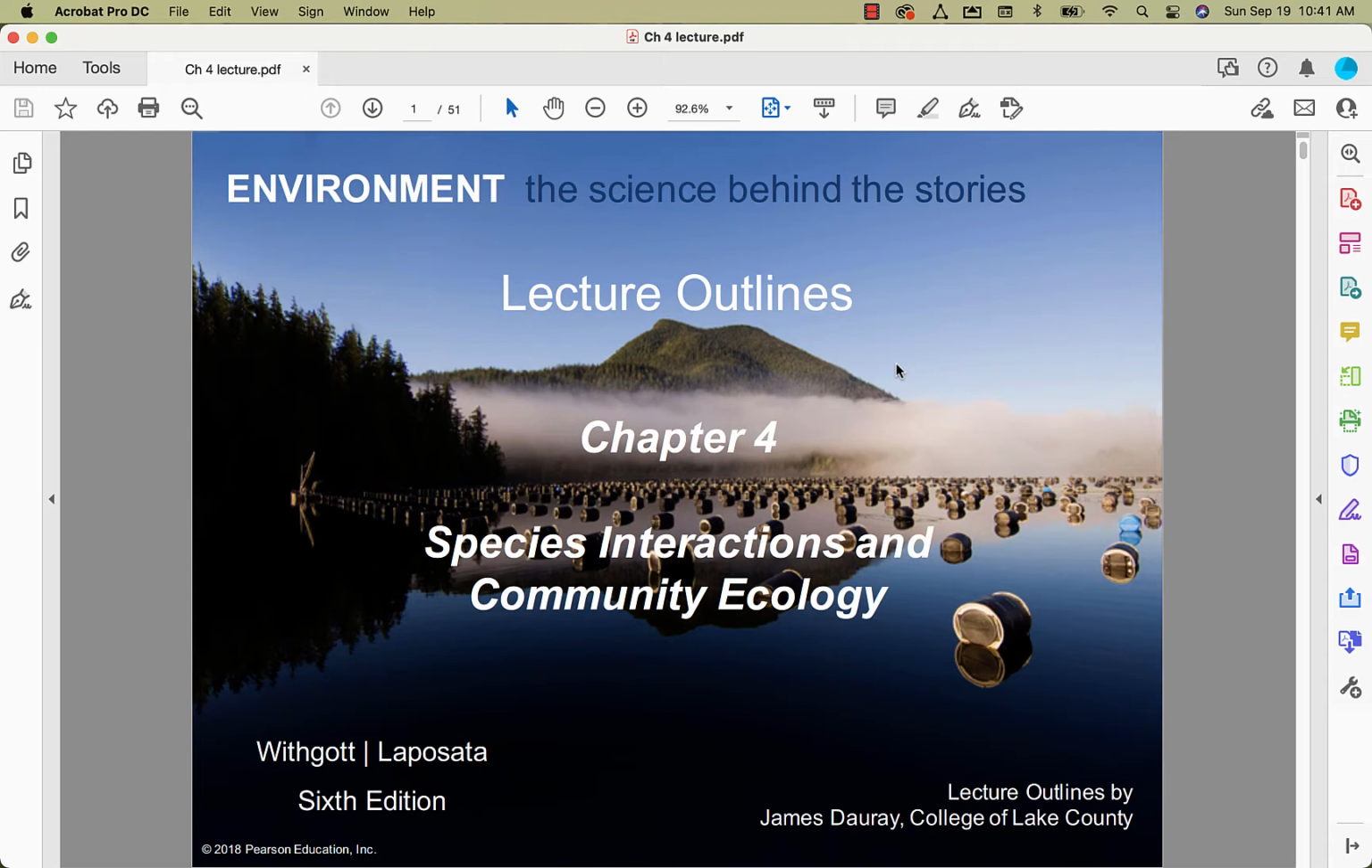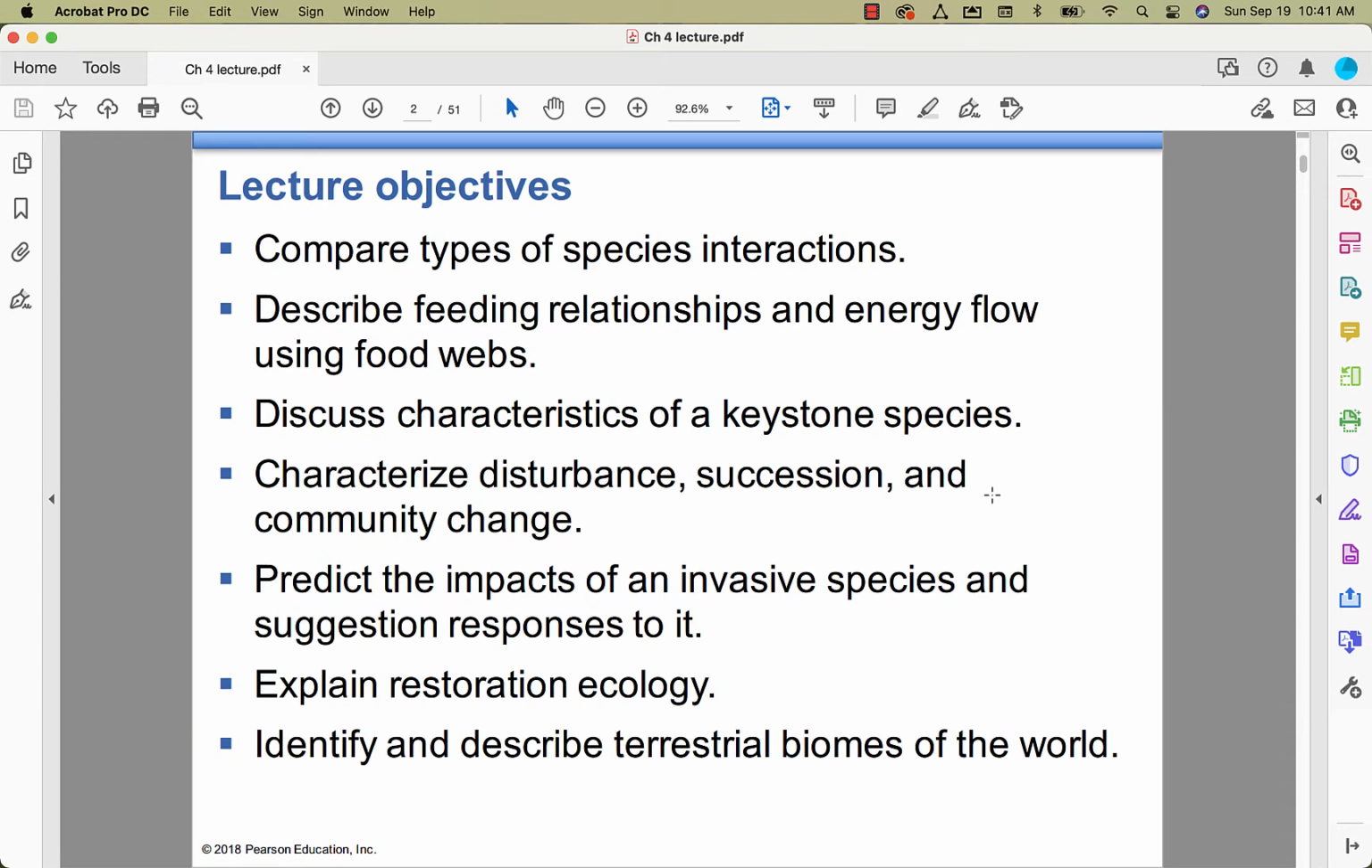So a lot of this is similar to the ecology you covered when you were in biology as freshmen. So this is what we're going to talk about: different species interactions, energy flow through food webs. We're going to talk about keystone species. We're going to talk about succession. Invasive species is something that we didn't really talk about in biology. That's a huge thing in environmental science. We're going to talk about restoration ecology.